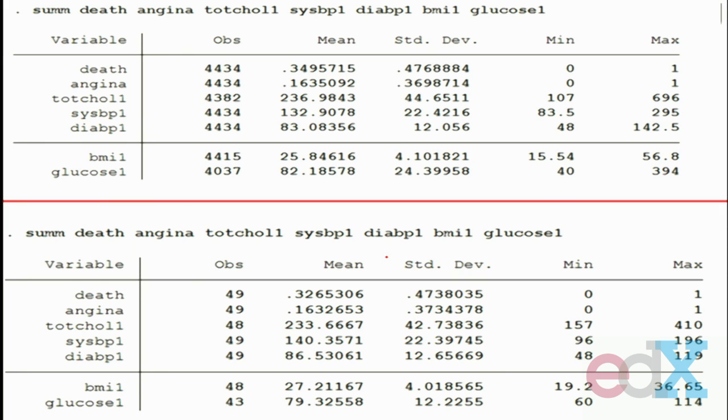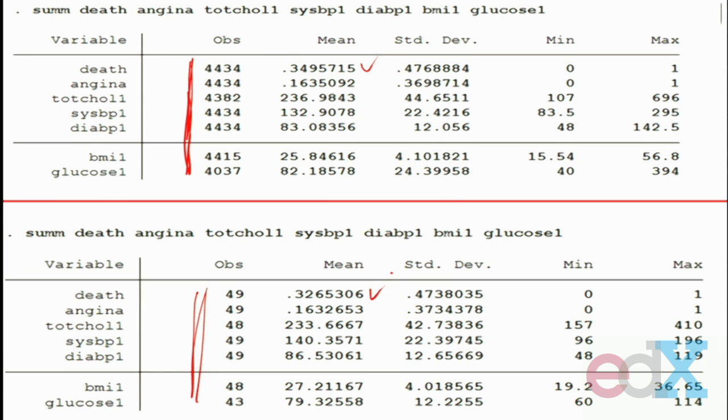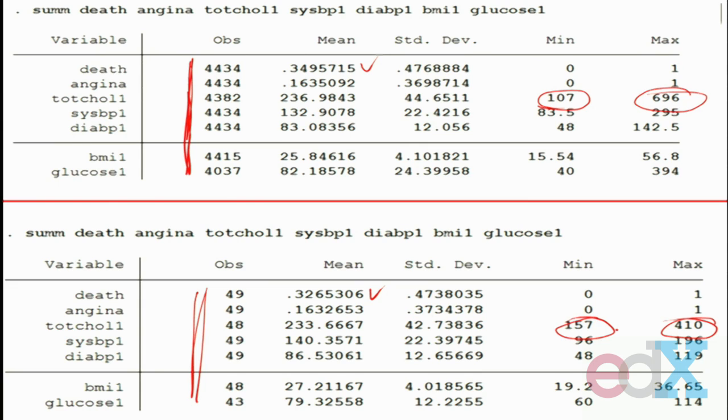So if we compare our population of 4,434 to our sample of 49, we see that, as we said, the deaths was 35% in the population. In the sample, it's 33%. Close, not bad, but fine. The ranges, so for example, total cholesterol level is from 107 to 696. The range in the sample, of course, has to be smaller. That's why we're forever breaking records in sports, etc.